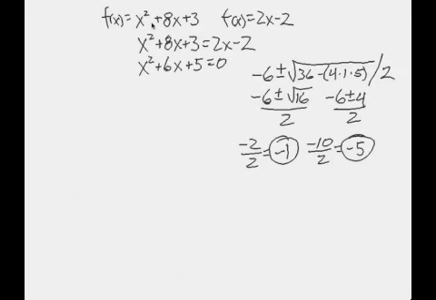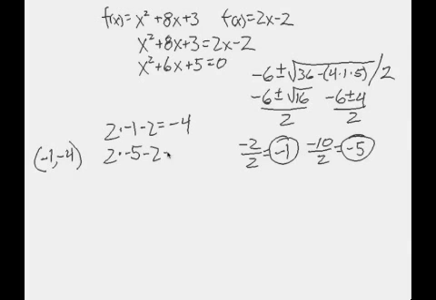So we put them back into either function. Again, linear is always easier to deal with. So 2 times negative 1 minus 2 is negative 2 minus 2, which is negative 4. So one of our points, negative 1, negative 4. Other one we put in negative 5. So I've got 2 times negative 5 minus 2. 2 times negative 5 is negative 10, minus 2 is negative 12. So our other point of intersection, negative 5, negative 12.